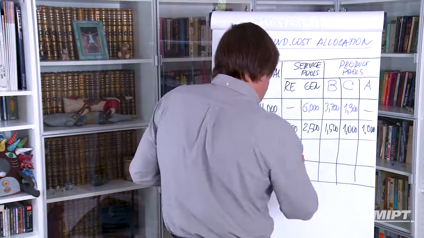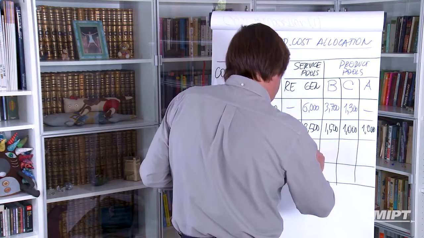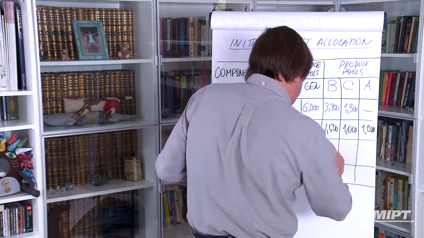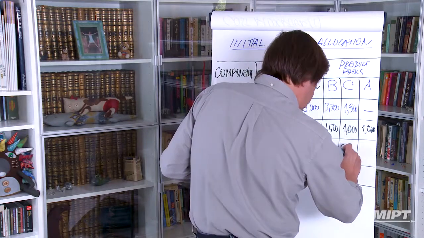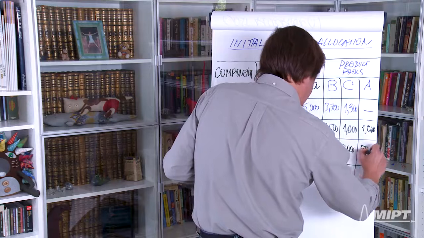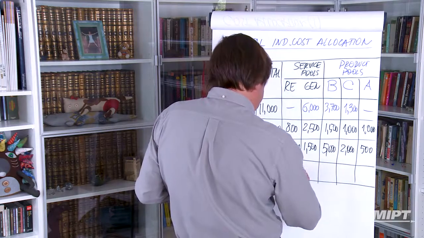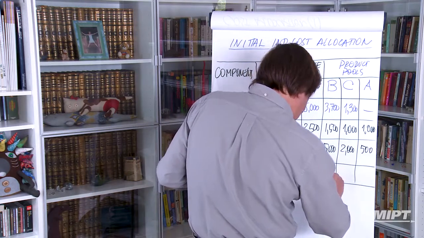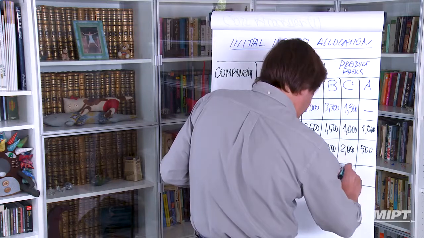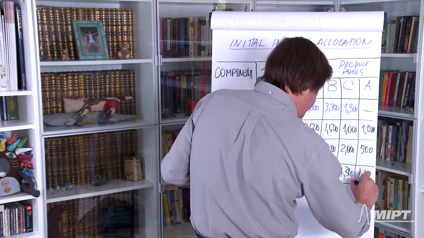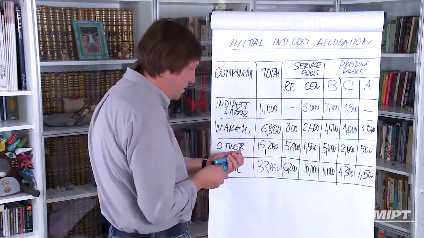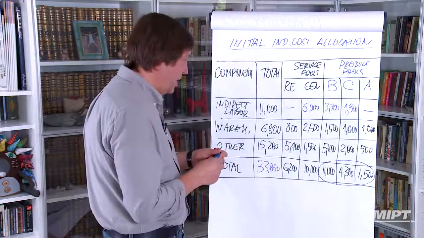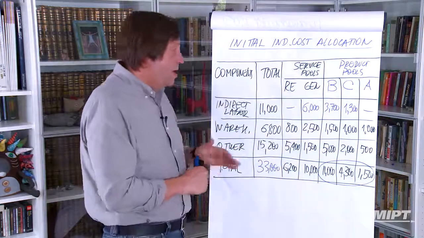Now, if I did the same, here will be 5,400, 1,500, that will be 5,800, 2,500, and overall that will be 6,200, that will be 10,000, that will be 11,000, that will be 4,300, and that will be 1,500. Now, these I will circle. We will need them later. But for now, see what happens.